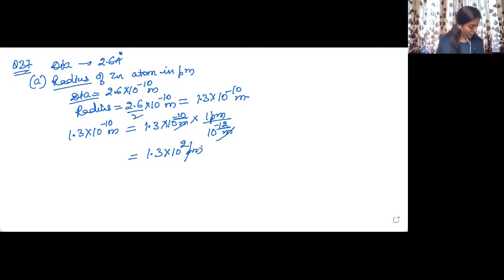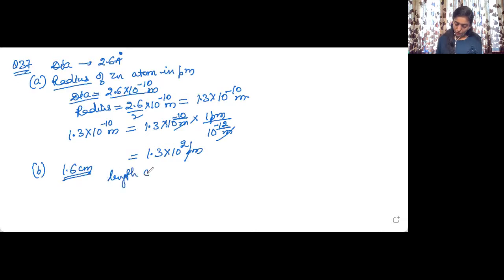Now, what is the second part of this question? In the second part of the question, we need to find out the number of atoms present in a length of 1.6 centimeter. Okay, now again we need to convert the units. We have been given the total length equal to 1.6 centimeter, and in this very length we need to find out how many zinc atoms can be arranged. Okay, now diameter is equal to this much.